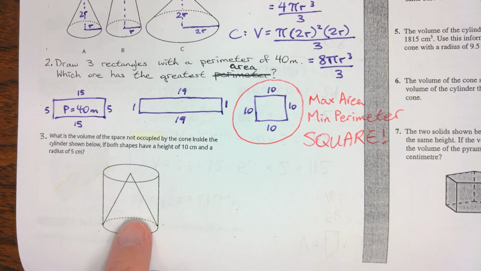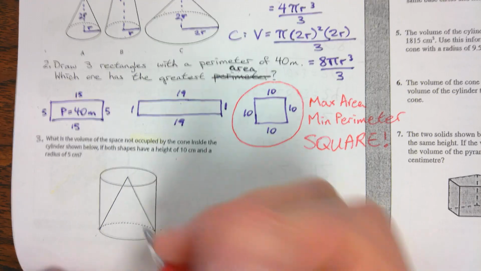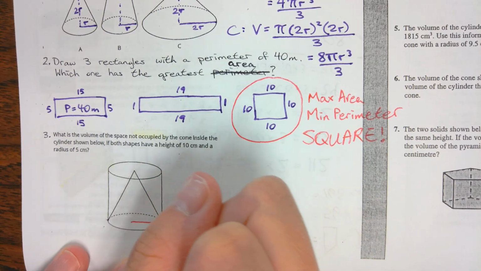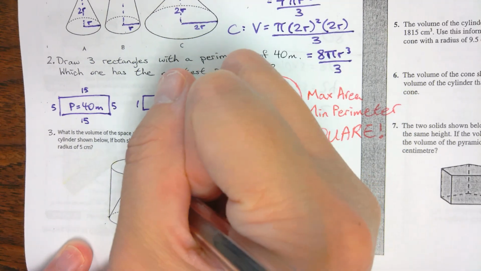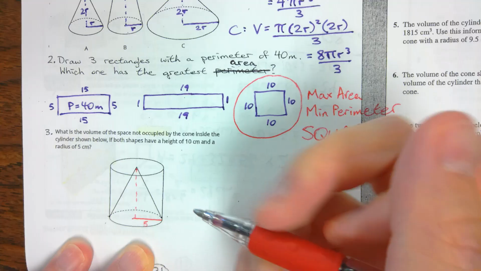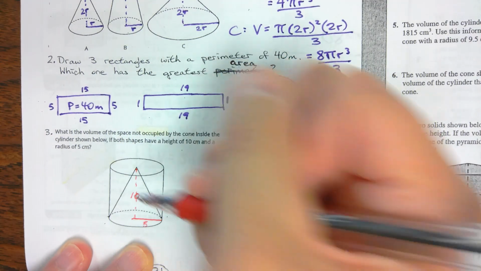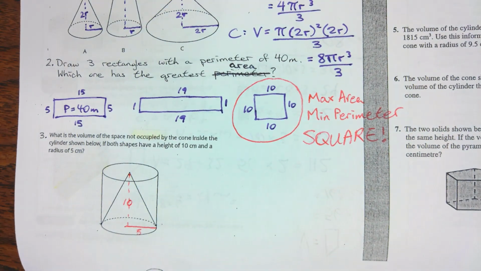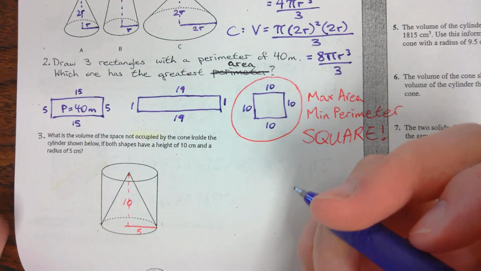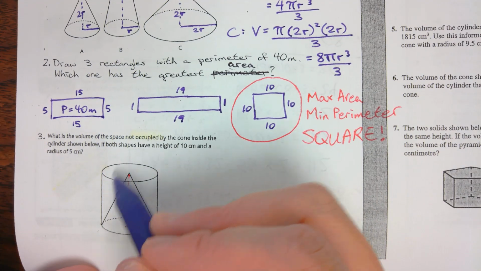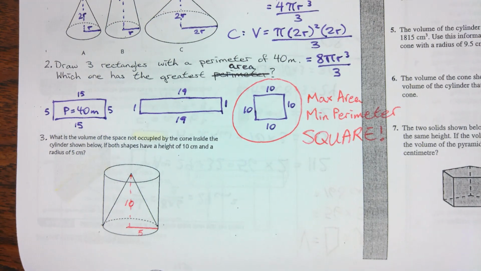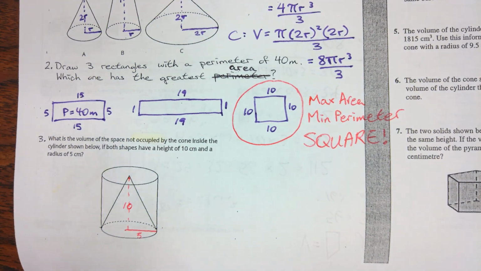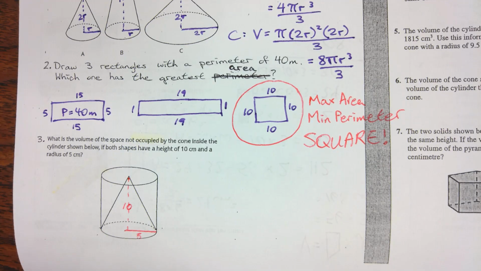So, cone, cylinder, these are the numbers for it. The radius is 5, height is 10, which is the same for the cone and for the cylinder. If I want to find the space not occupied by it, am I talking about volume or surface area? If I'm talking about the inside space, volume, right?